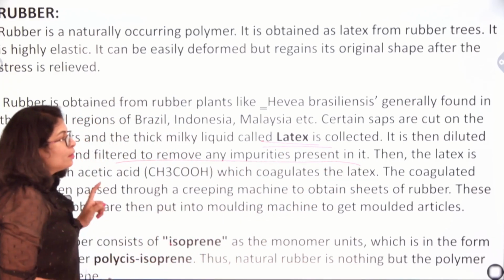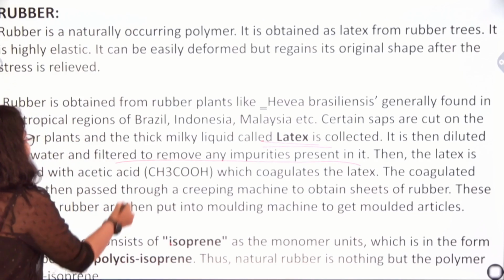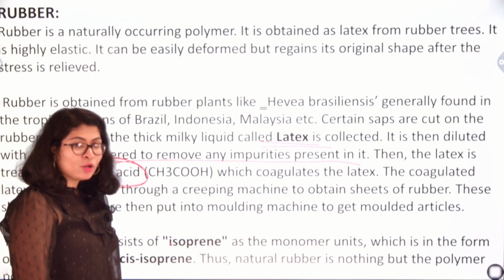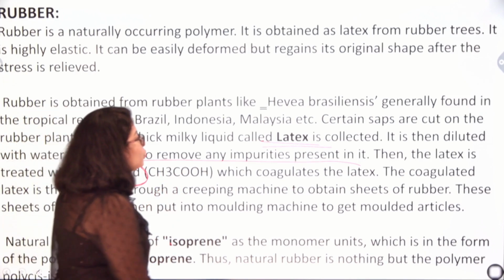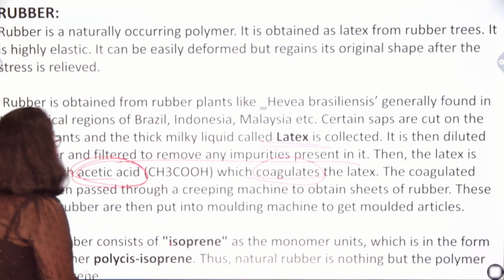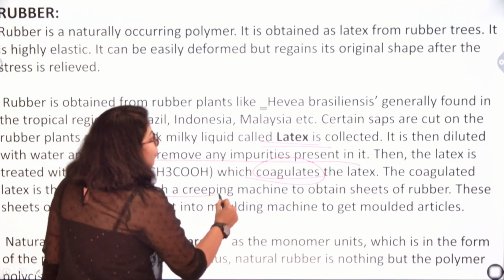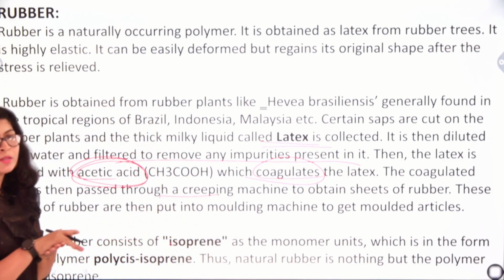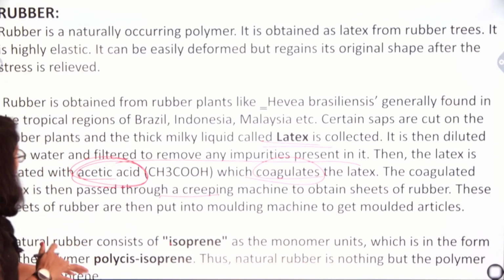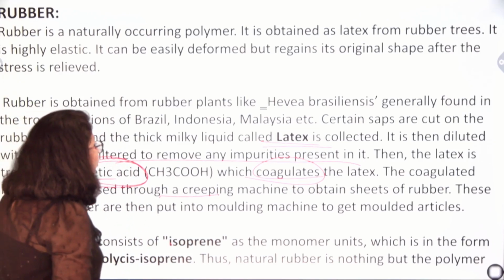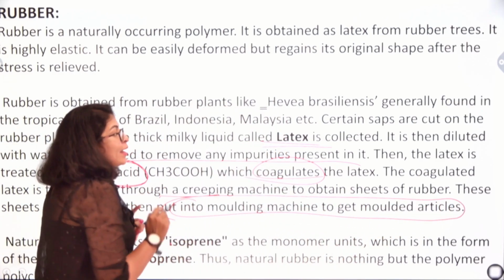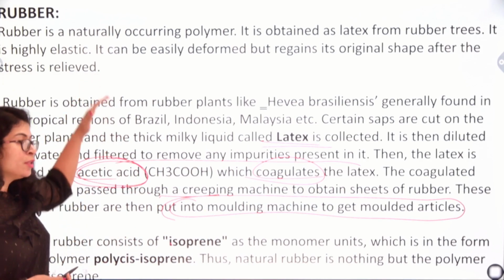Then the latex is treated with acetic acid, or vinegar, CH3COOH, which coagulates the latex. The coagulated latex is then passed through a creeping machine to obtain fine sheets of rubber. These sheets of rubber are then put into a molding machine to get molded articles. That's how we extract natural rubber from the plant. This is basically the process.